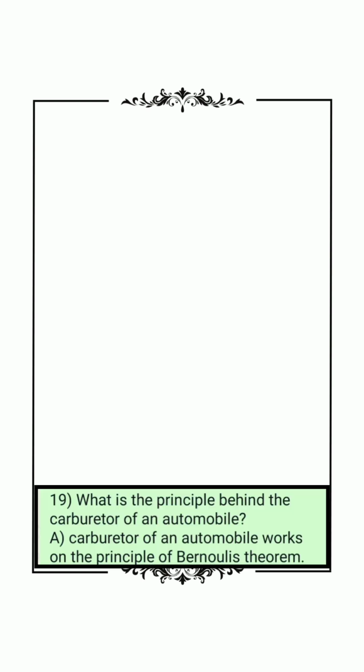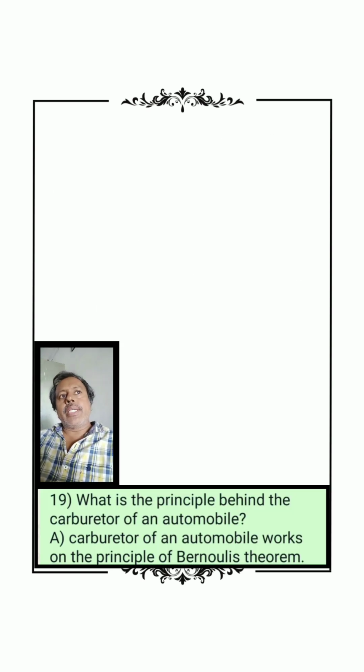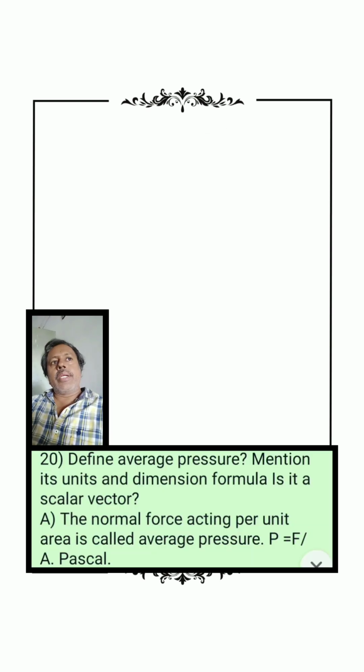19. What is the principle behind the carburetor of an automobile? A. The carburetor of an automobile works on the principle of Bernoulli's theorem. 20. Define average pressure. Mention its units and dimension formula. Is it a scalar or vector? A. The normal force acting per unit area is called average pressure. P equals F/A. Unit: Pascal.